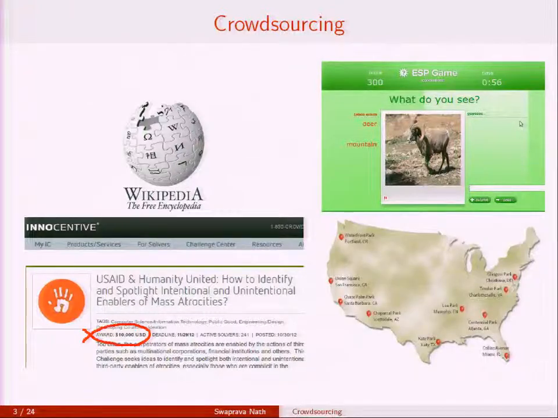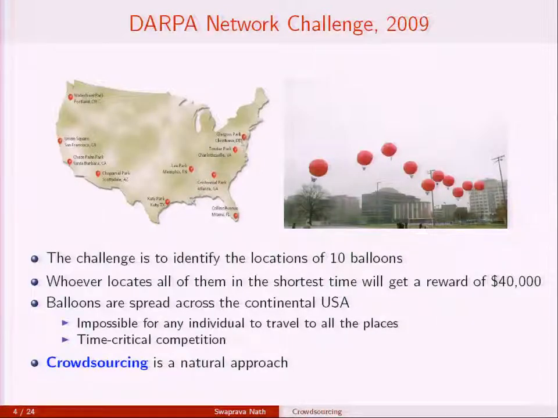The last example on this slide is the DARPA Red Balloon Challenge. I'll discuss this in more detail, because that will be the theme of my talk. In 2009, the Defense Research Organization, known as DARPA, introduced this problem called the DARPA Network Challenge, which is more popularly known as the DARPA Red Balloon Challenge. What they did was put 10 red weather balloons in 10 different locations in continental United States, so far apart that it would be impossible for a single individual or even an organization to travel to all the places and find the locations of the balloons.